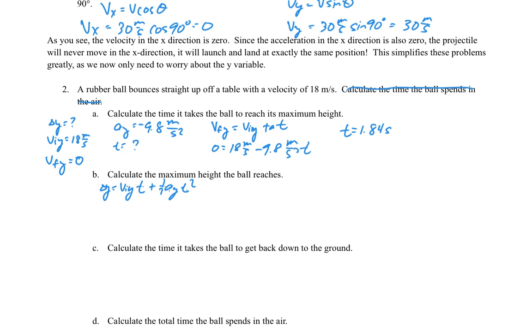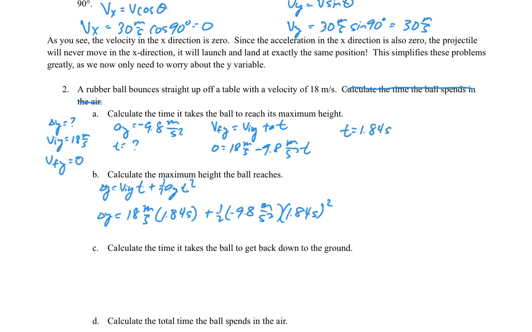So go ahead and write that out. Delta y is going to equal that 18 meters per second times that 1.84 seconds plus 1/2 times negative 9.8 meters per second squared times that 1.84 seconds, and we have to square that entire quantity. A lot of people have been forgetting that squared term over here. That's not optional. You do have to go ahead and square that term.